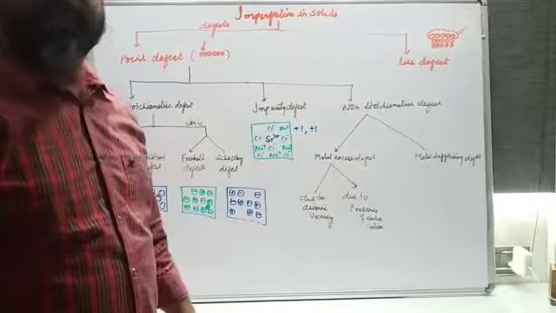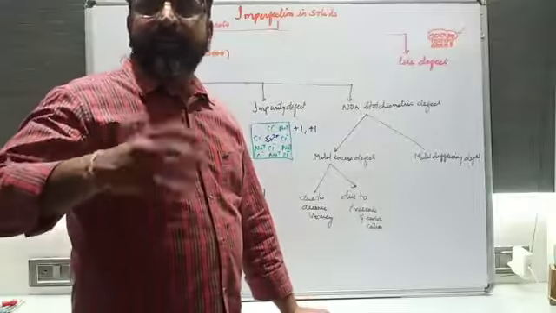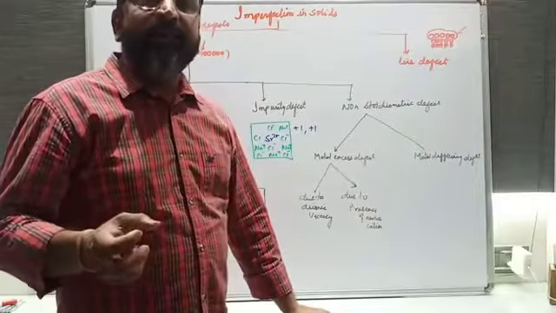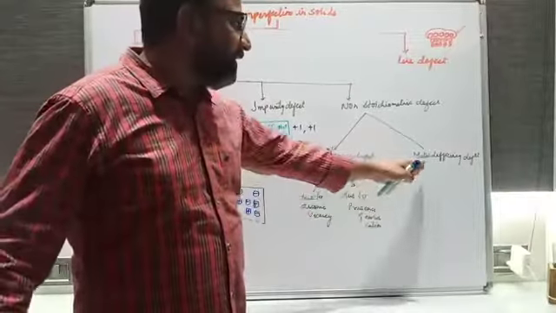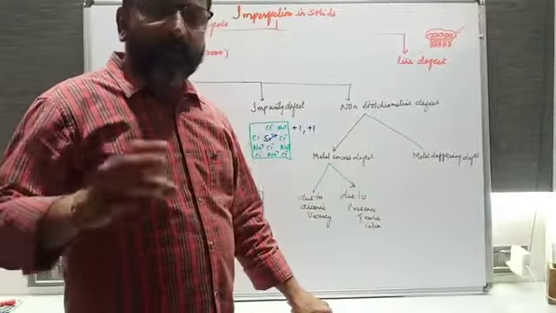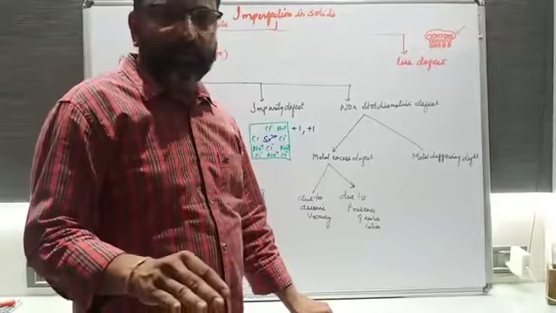What is the meaning of metal excess? The number of metallic particles will be increased. That is called a metal excess defect. And metal deficiency defect means what? The number of metallic particles will be decreased. I hope you understood this.